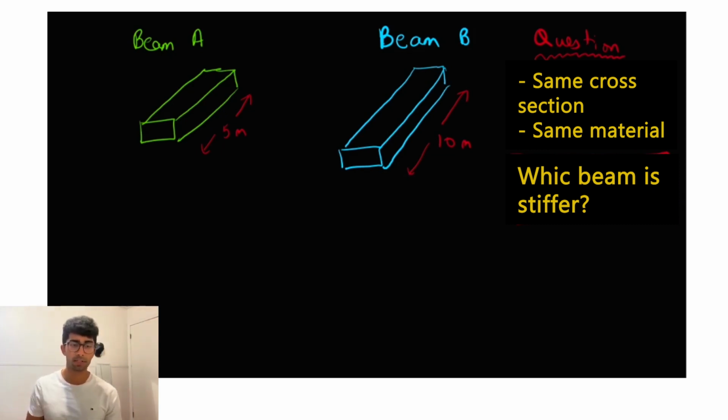In order to solve this question, we again use a simple formula, so let's plug it in and solve it. The formula for this is k, which is your stiffness, equals E times A divided by length. That's all you need.